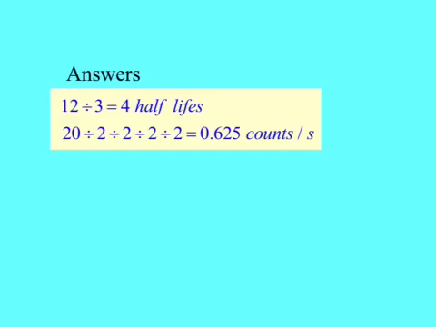Answers: 12 divided by 3, 4 half-lives. So 20 divided by 2, divided by 2, divided by 2, divided by 2, 4 lots of 2, is equal to 1.25 counts per second.